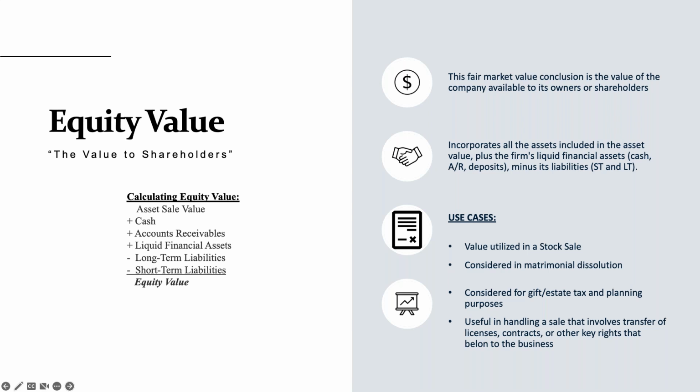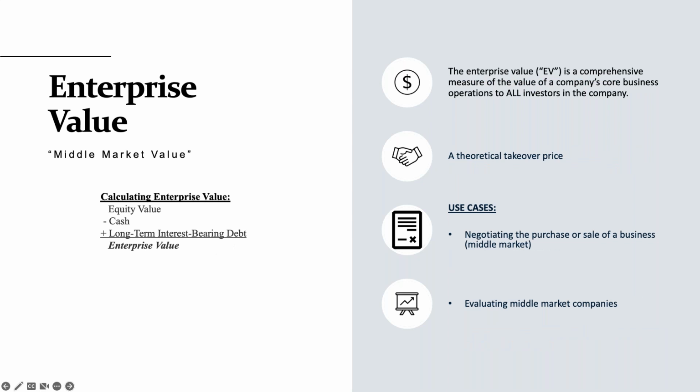Got it. So I know that the asset sale and the equity value are the ones that people focus on the most typically. Is that right, Ryan? Yes, they're going to be the most prominent for users, especially in small business transactions. Got it. Okay. And then I know the enterprise value, which we'll talk about now, is more for middle market companies. Can you talk a little bit about that as well?